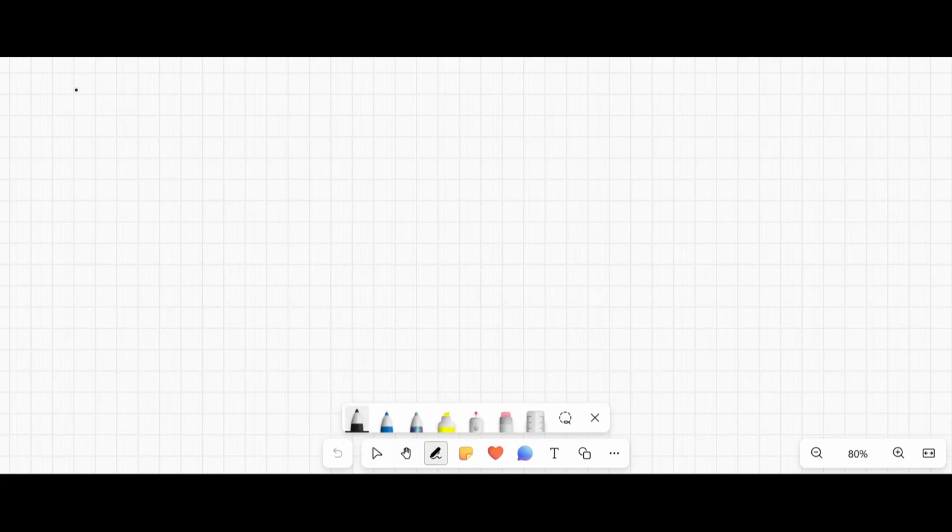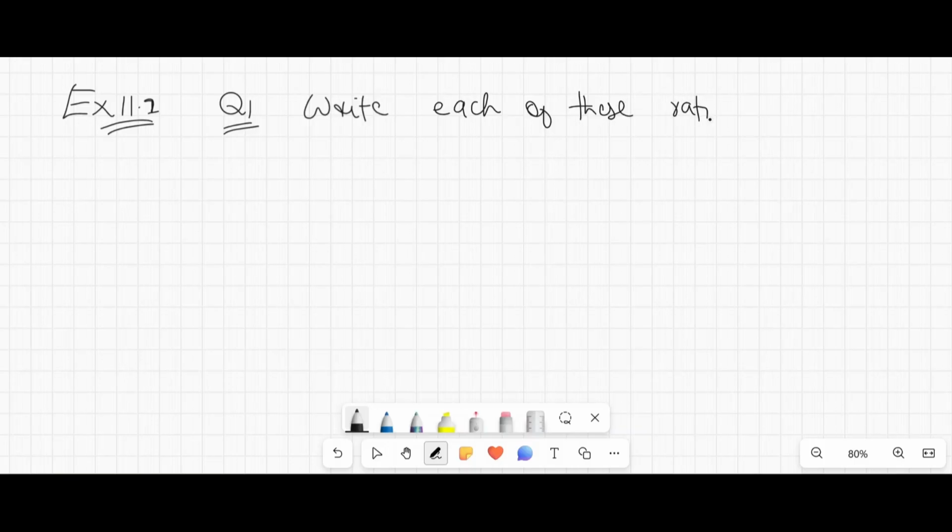So this is exercise 11.1. So question number 1, write each of these ratios in its simplest form.